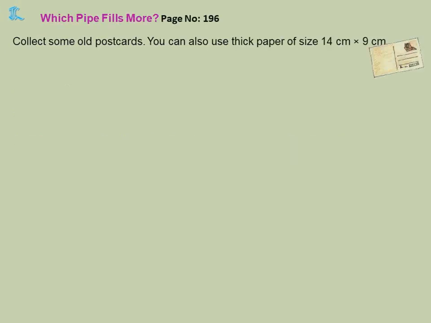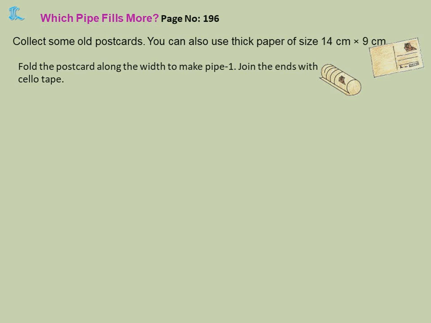Page number 196. Collect some old postcards. You can also use thick paper of size 14 into 9, because what is the length of the postcard? 14. And what is the width? 9. Now fold the postcard along the width to make pipe 1. Join the ends with sellotape. So what did they ask you to do? Fold it along the width and stick it with tape.